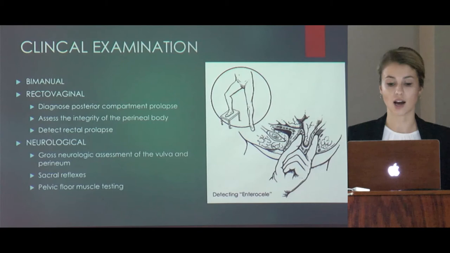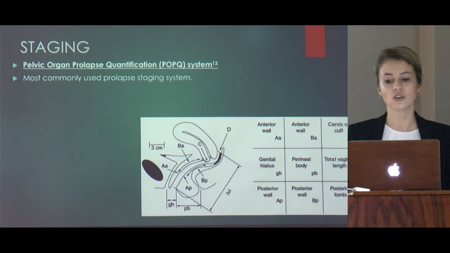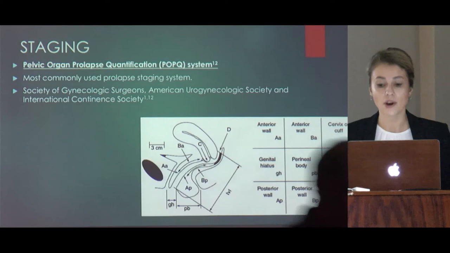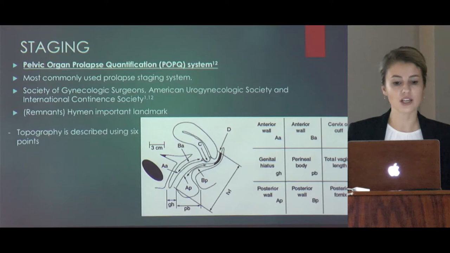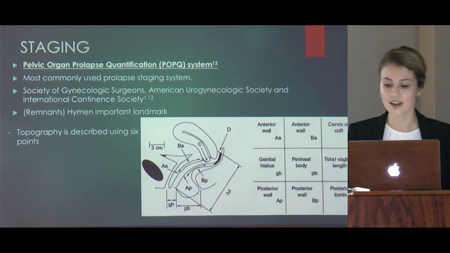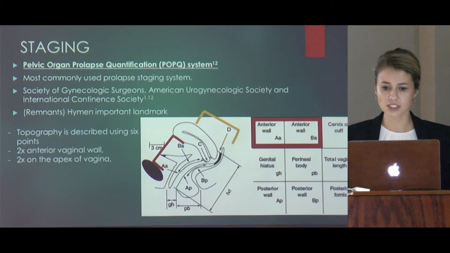So to get to the staging, we all know of the Pelvic Organ Prolapse Quantification system, the POPQ system. This is the most commonly used prolapse system. It is advised by the Society of Gynecologic Surgeons, the American Urogynecologic Society, and the International Continence Society. And the remnants of the hymen is an important landmark. So the topography is described using 6 points in a 3x3 grid, as you can see there. So 2 are on the anterior vaginal wall, which will be Aa and Ba. 2 on the apex of the vagina, which are C and D.